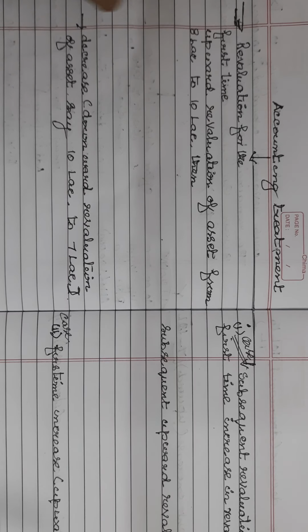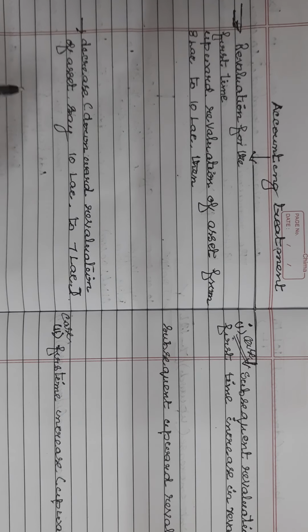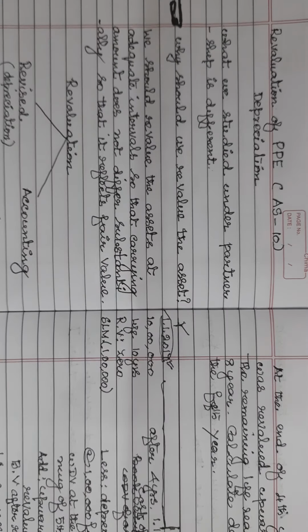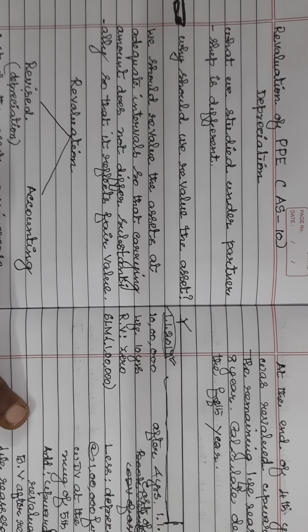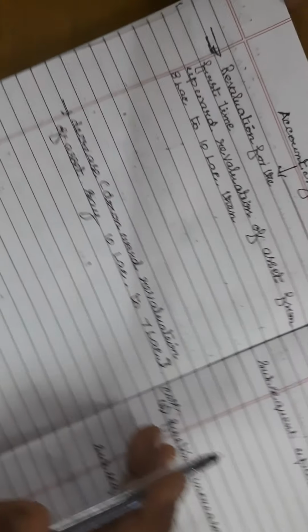So here, the asset is being revalued for the first time. In the question we have seen, they have not mentioned anything about cost; they have shown it. So this was the first revaluation we have done. And what would be the accounting treatment?